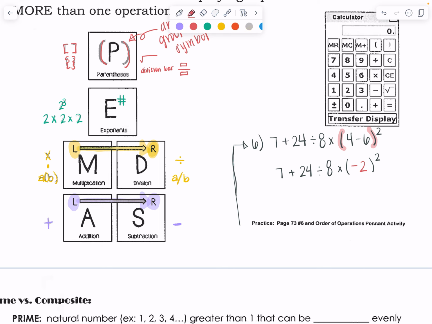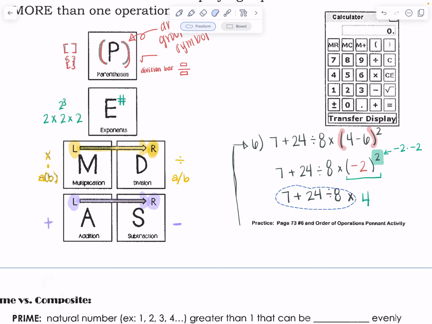I'm looking for my exponents, and I do have an exponent of a 2. Now this -2 squared in parentheses is -2 times -2. So that whole thing is going to give me a positive 4. And if you're going to type them into your calculator, you do have to put it in parentheses. If not, it will not give you the correct answer. And then I'm going to drop everything else down. All right, so from there, I'm done with the exponents.